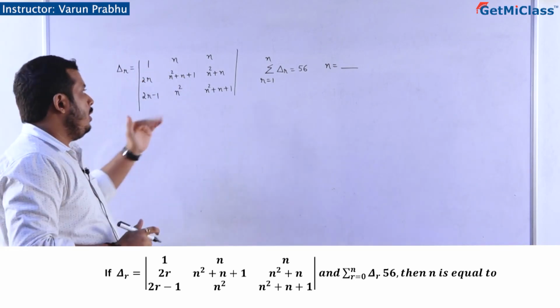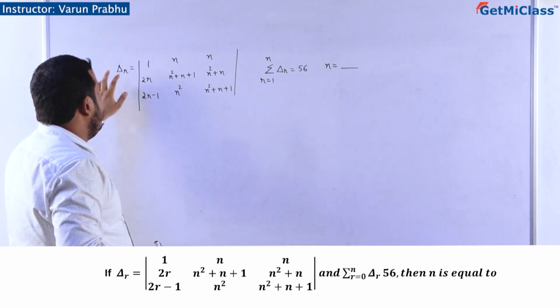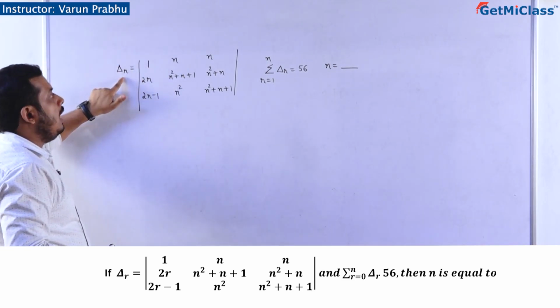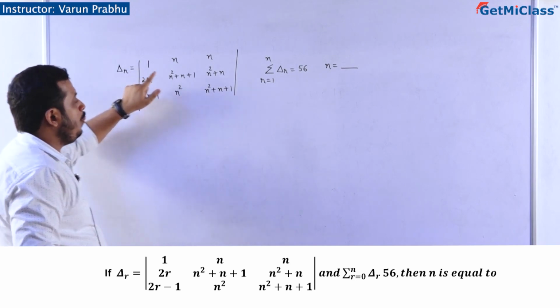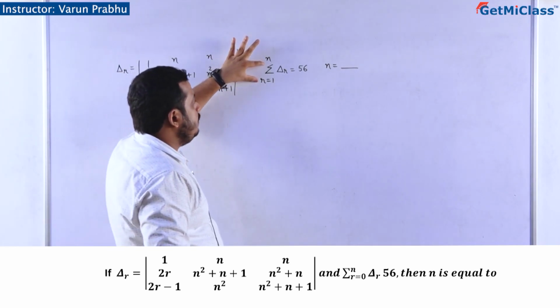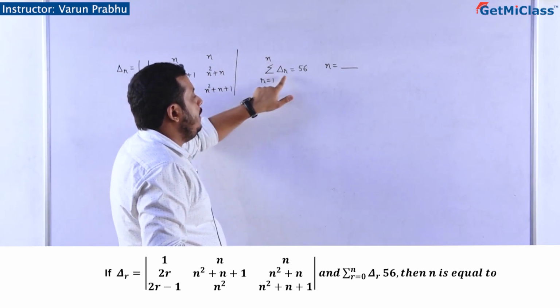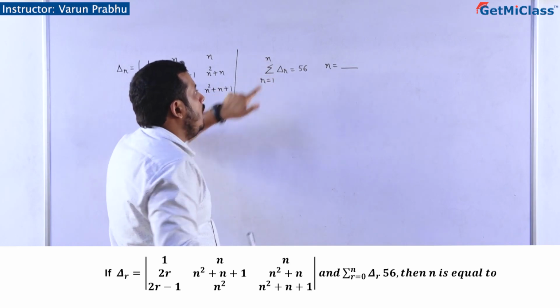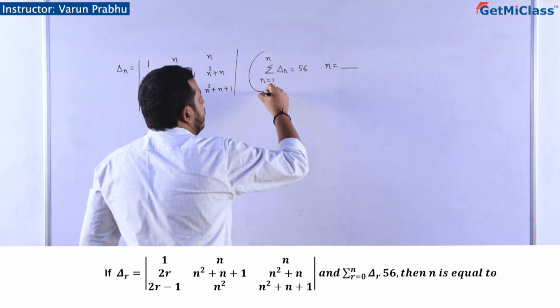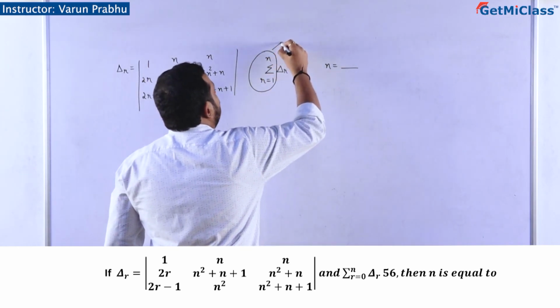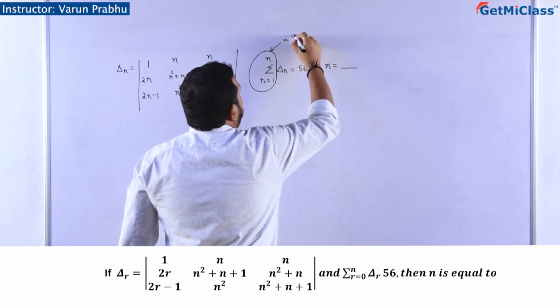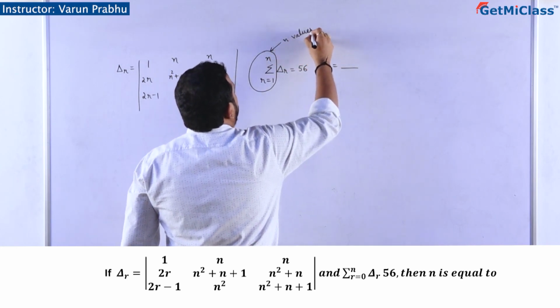This question is an important question, students. Here there is a determinant in terms of r which is given. Is it okay? And if you look at this part, summation is applied from r is equal to 1 to n. So when summation is applied from r is equal to 1 to n, basically there will be how many values now? N values only.